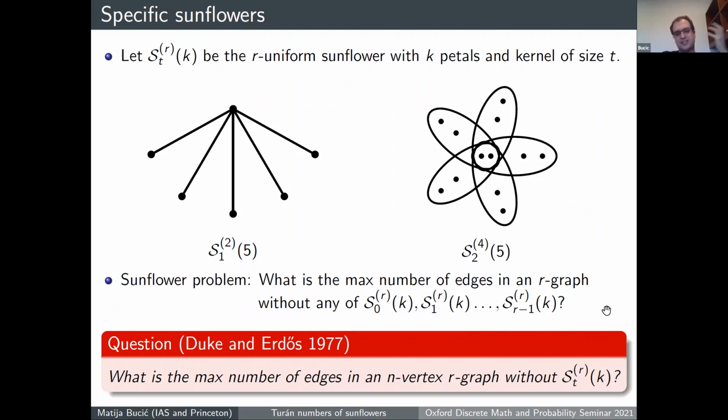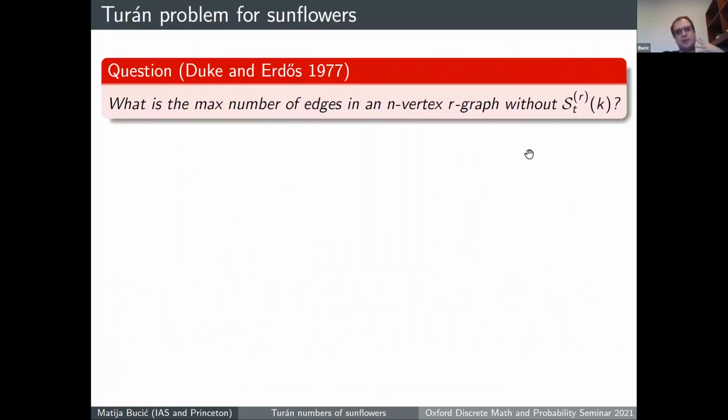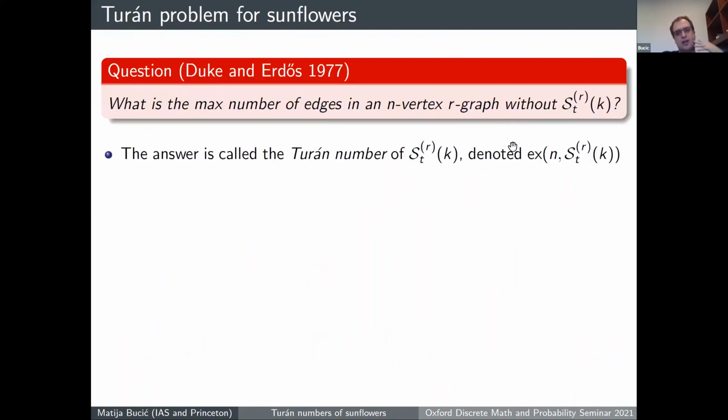And why is this more natural? Well, because it's an instance of perhaps the central problem of extremal graph theory, which is called the Turán problem. In that problem, we just replace this forbidden sunflower with an arbitrary forbidden hypergraph.